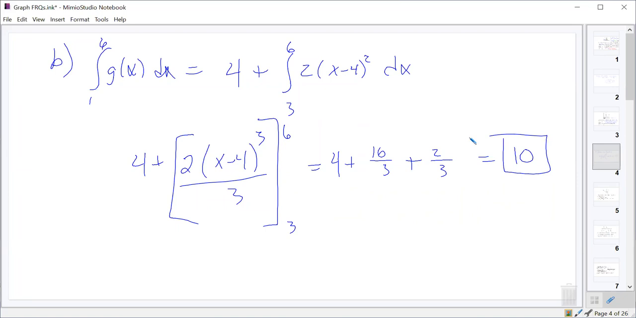Good or no? Wow, they gave you 3 points for that one. 1 if you recognize that it needed to be split into the 2 different pieces, 1 for correctly getting the antiderivative of the piece from 3 to 6, and 1 for the final answer. Any questions on part B?